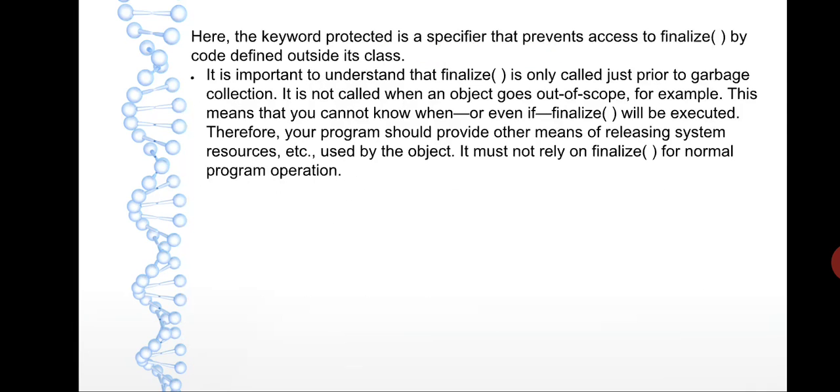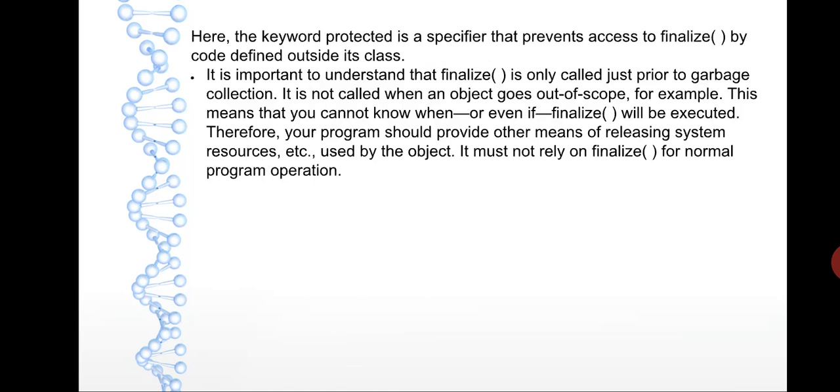So this is the concept of object. Before that, regarding finalize, you have seen the protected keyword, isn't it? Here the keyword protected is a specifier that prevents access to finalize code defined outside the class. So it is an access specifier, that is the thing I said. It is important to understand that finalize is called only just prior to garbage collection. I already said it is not called when an object goes out of scope. This means that you cannot know when, or even if, finalize will be executed, because that is the last stage of your application, when you close it.